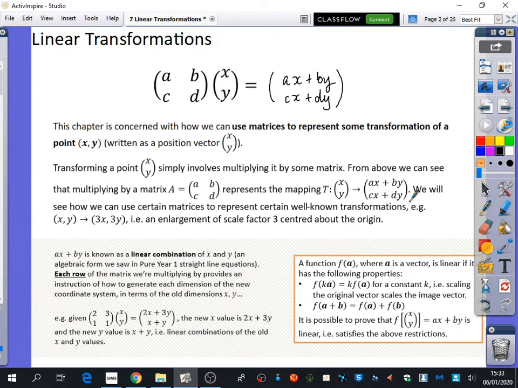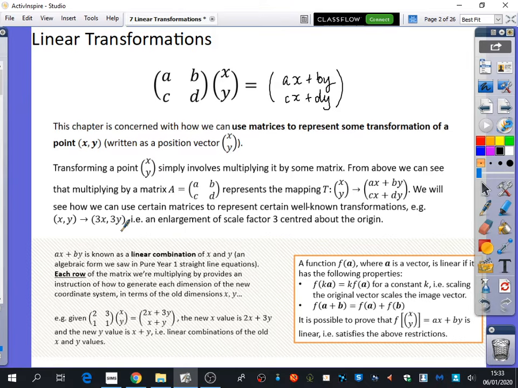And we're going to start seeing how they behave. We will see how we can use certain matrices to represent certain well-known transformations, e.g. taking xy to 3x, 3y. And that's going to represent an enlargement of scale factor 3 centered about the origin. And you can see that that's going to do that because the x-coordinate has been tripled and the y-coordinate has been tripled. And if you imagine a 2-dimensional plane and everything's coordinates are being tripled, it's getting 3 times bigger. Whatever that image is, it's going to get 3 times bigger. And we'll try and figure out what matrix will allow us to do that.